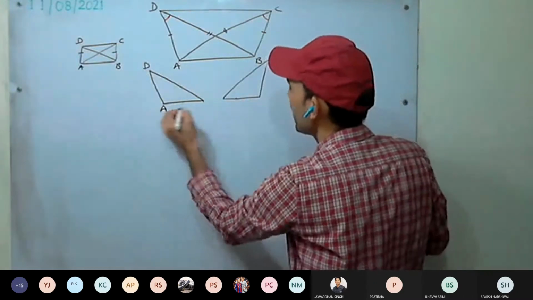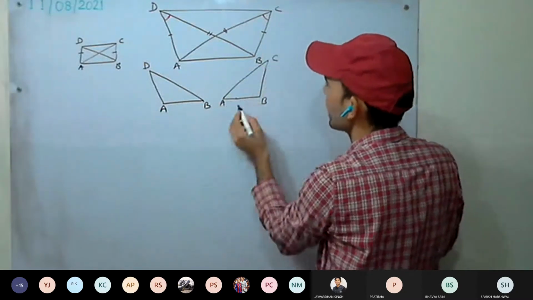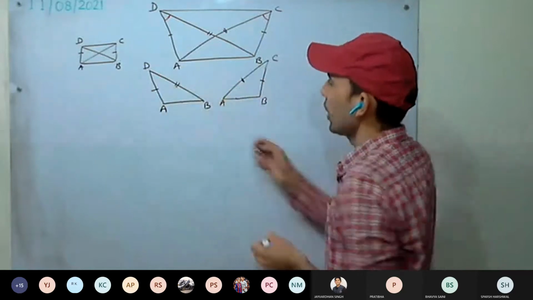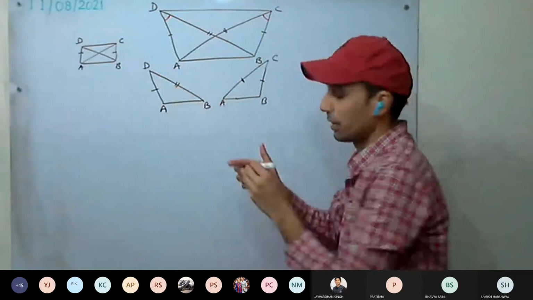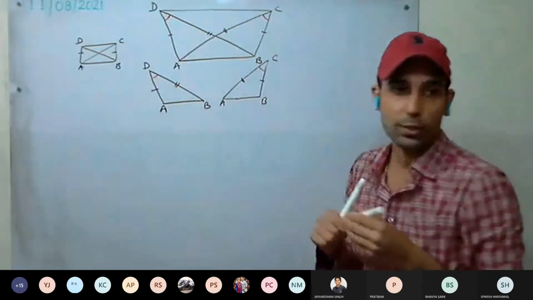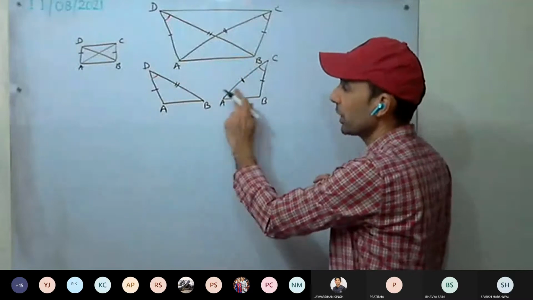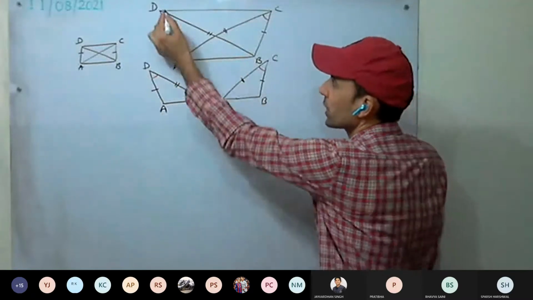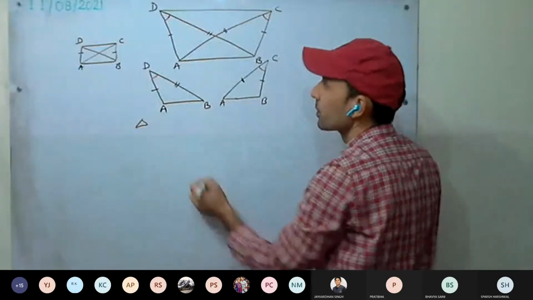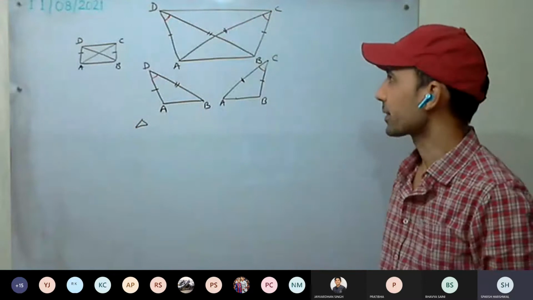Okay, D, A, B, B, A, C. This equal to this equal to this. So how are you going? We have to prove this angle equal to this angle. How are you going to prove? First, we have to prove them to be congruent. So how are you going to prove them to be congruent? This triangle and this triangle will take by SAS.